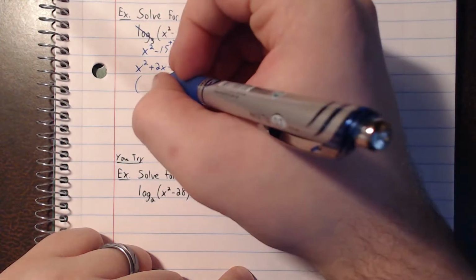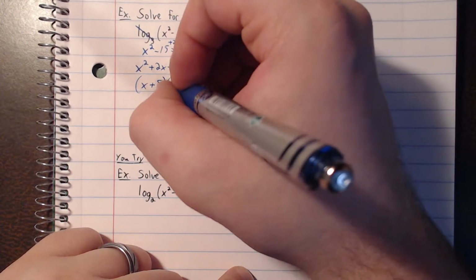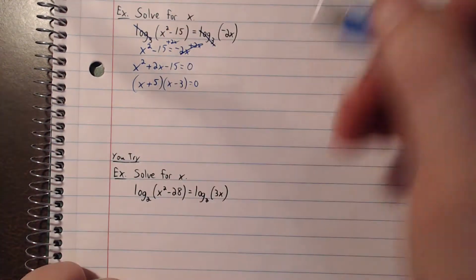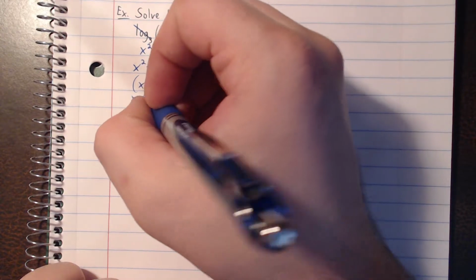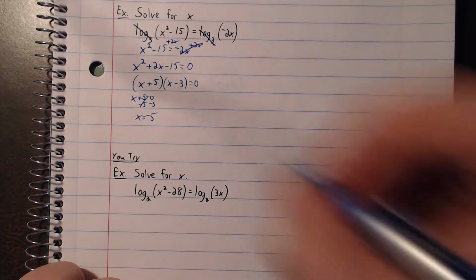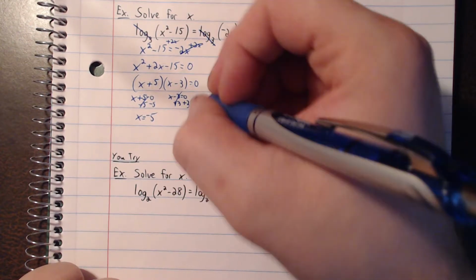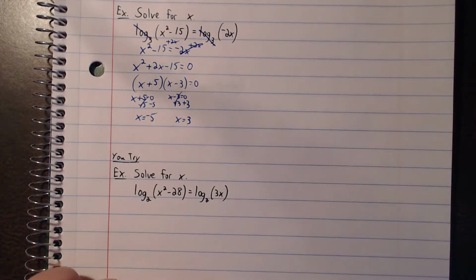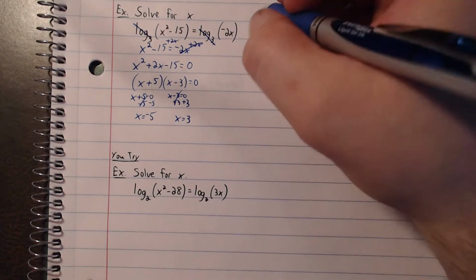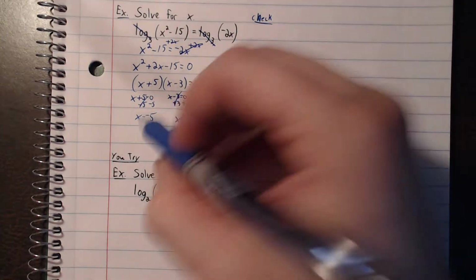And now we can factor. I need two numbers that multiply to negative 15 and add to positive 2. So I'm thinking x plus 5 and x minus 3. We'll set each of those equal to 0. We'll get one solution as negative 5, and our second solution as 3. The question is, do either or both work? We've got to check. We're going to check negative 5 first.